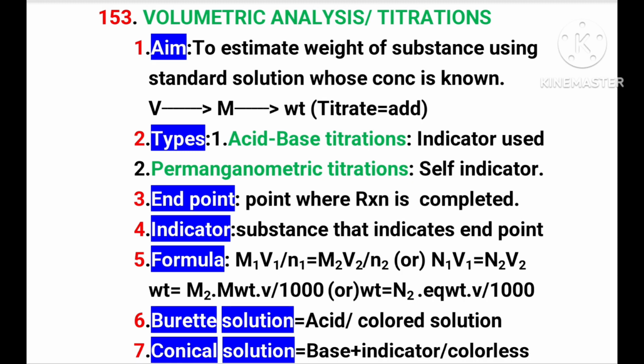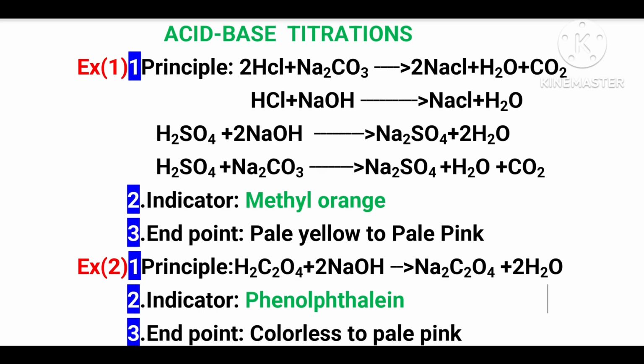Fifth, formula. M1V1 by N1 is equal to M2V2 by N2. M1, V1 and N1 are the variables of the known or standard solution. M2, V2 and N2 are the variables of the solution whose weight is to be found. Similarly, N1V1 and N2V2, from which weight is determined.